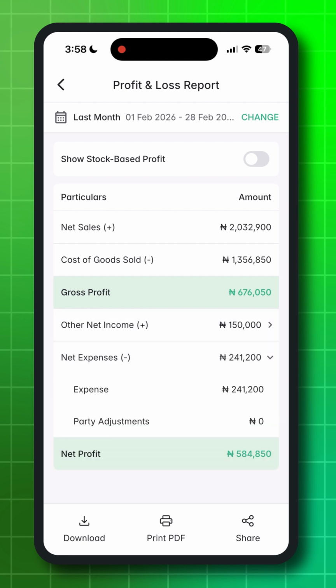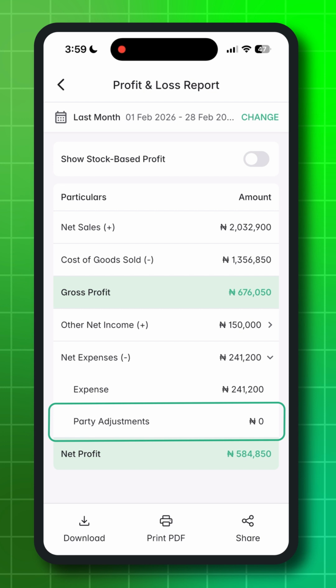Next, you'll see Net Expenses. This section shows all the money your business spent. Inside this section, you will find expenses and party adjustments. Expenses include operational costs, such as rent, salaries, electricity, transport, and any other expenses recorded in the app. Below that is Party Adjustments again. If you reduce a party balance using the Adjust Balance feature, it is recorded here. This is because reducing a balance means money is going out from your business, so the system treats it as an expense.